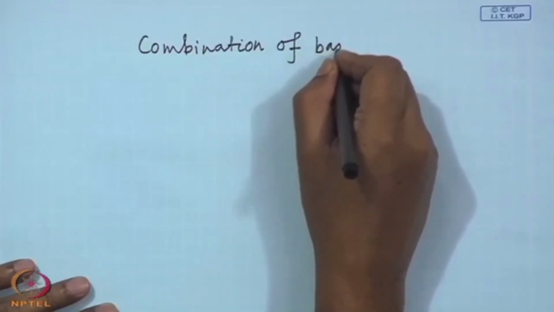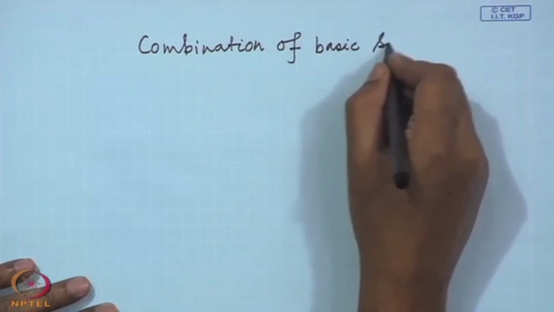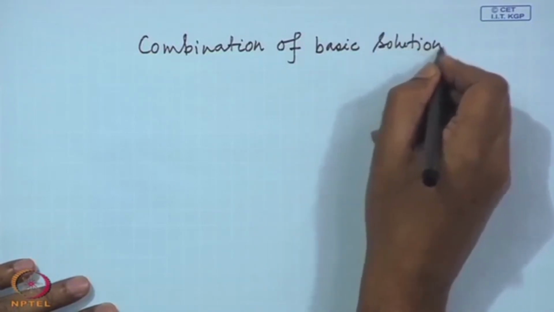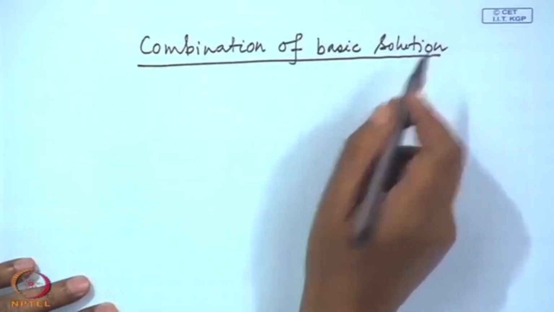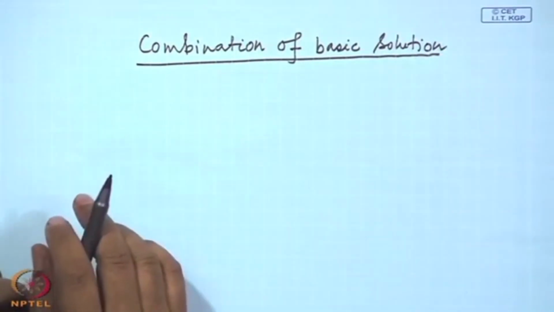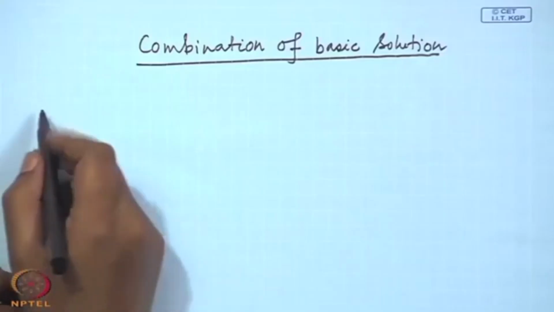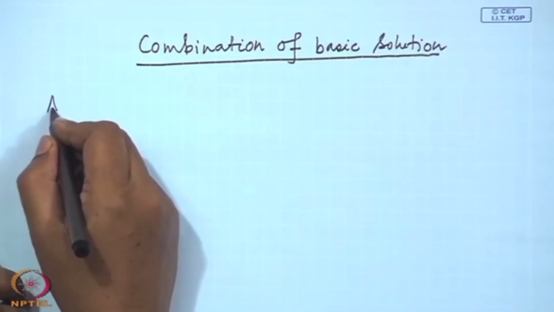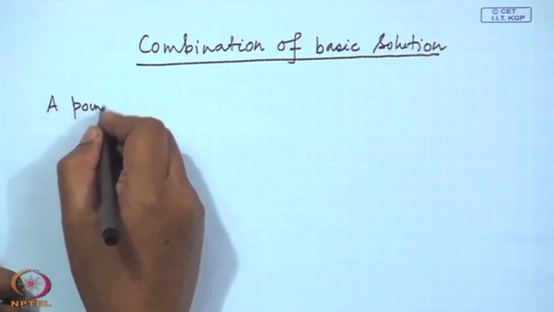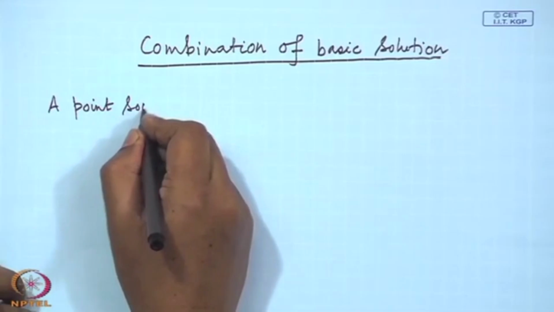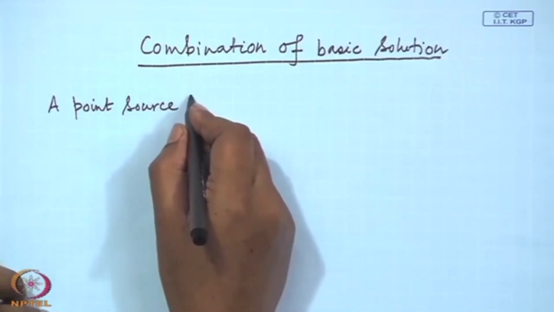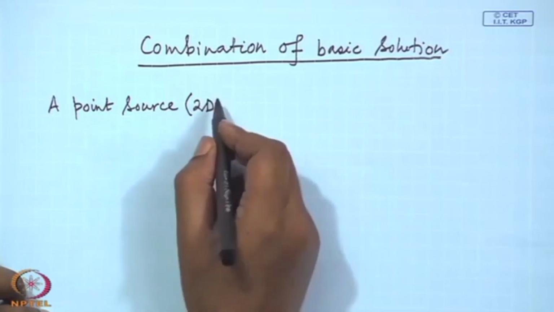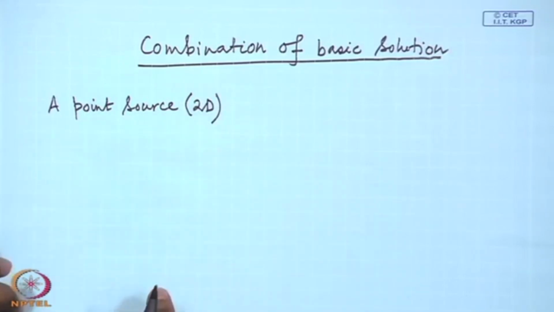So, the first one we will do is a uniform flow plus a point source, placed in a uniform flow. Let us call it a two dimensional point source. Again remember, the two dimensional point source is actually an infinite line source.